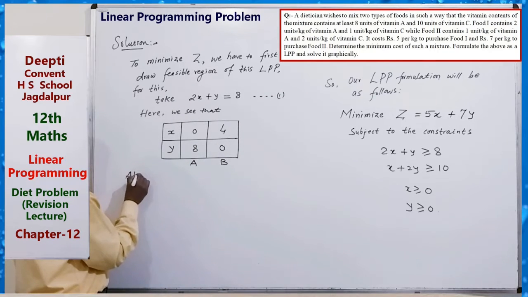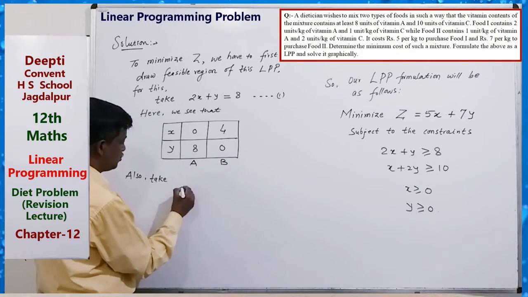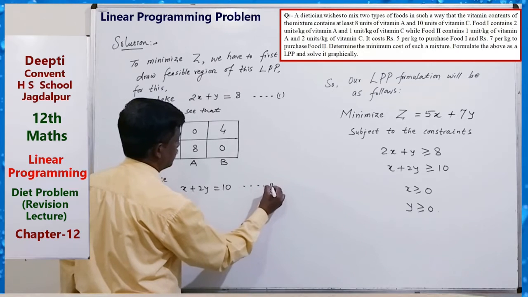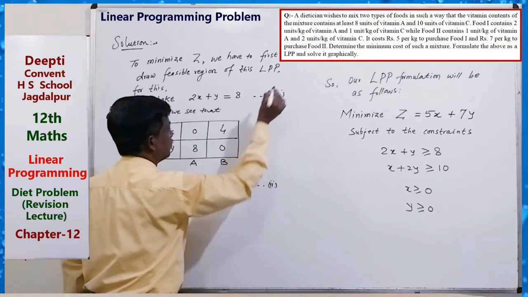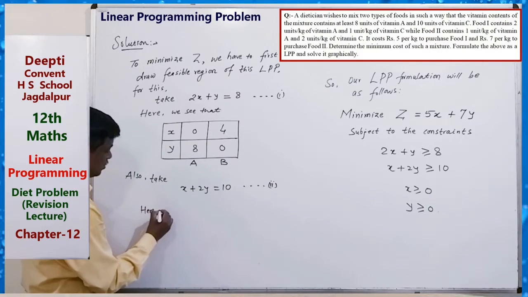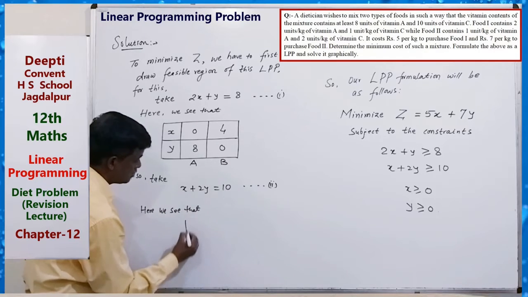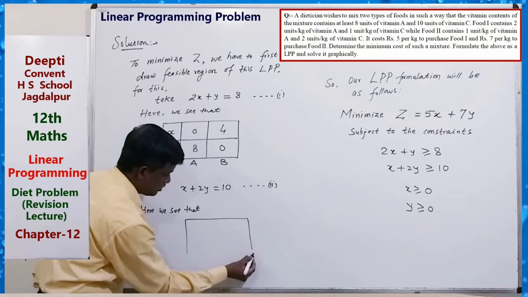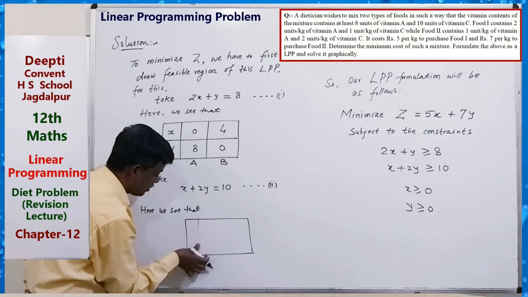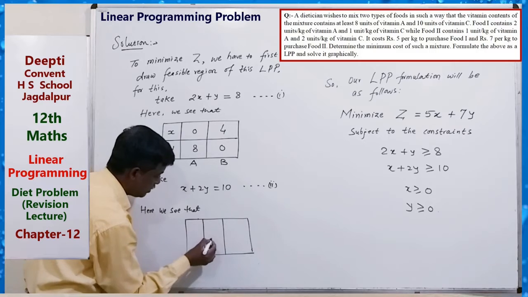Also take the second, x plus 2y equals 10. This is the second straight line. Just make a table. You have to get 2 points on the straight line.